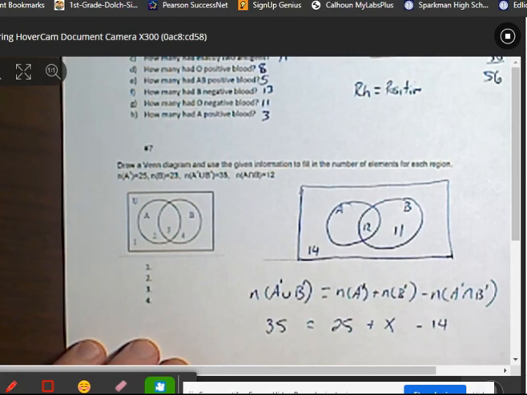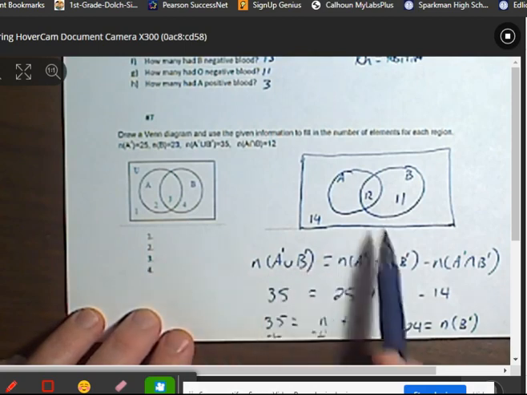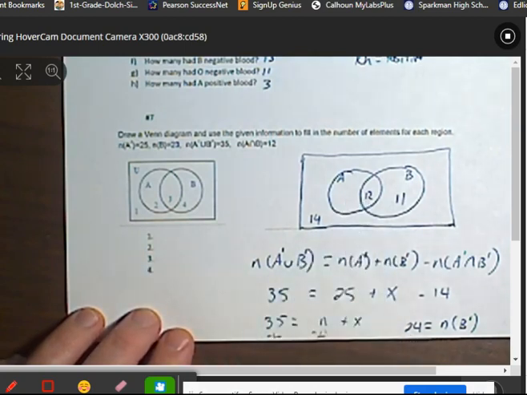Okay, so then we can go back and solve through this one. We've got 35 equal to, if we do 25 minus 14, that's 11 plus x. So subtract 11 from both sides. That means that 24 would equal the number of B prime. Now you may be saying, well, what does that do? Because now we've got the number that's in B prime. We're not trying to figure out what's in B prime. We're still trying to figure out what's here in the rest of A.